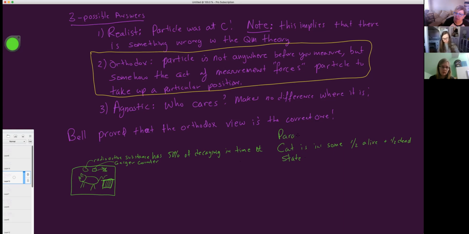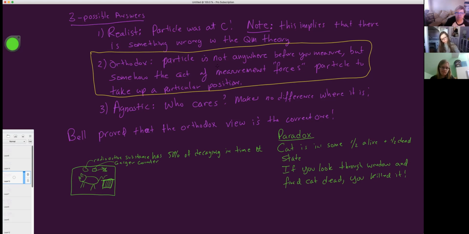The paradox being that, of course, it really doesn't make a lot of sense for a cat to be half alive, half dead. So that's the first part of the paradox. And then the second part is that if you look through the window and find the cat dead, let's say, you killed it. Right? By looking.